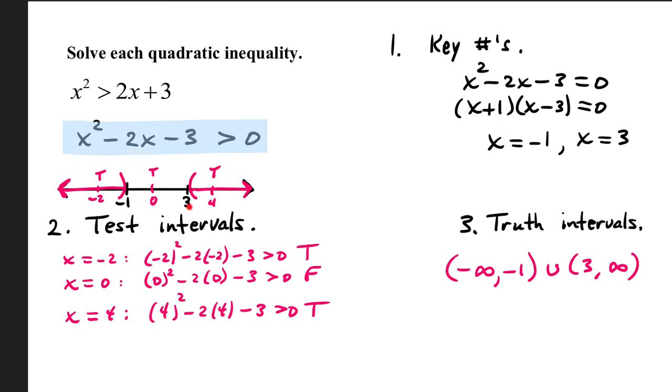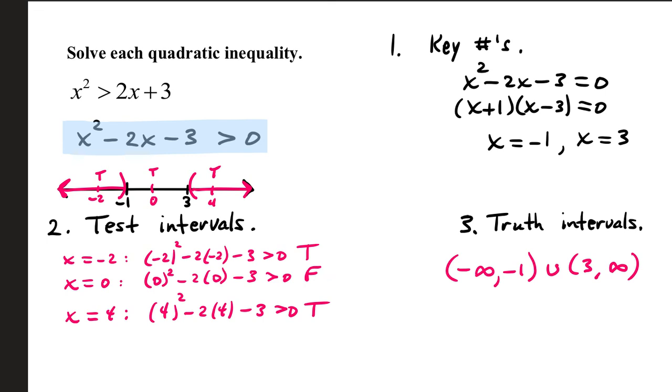Plotting -1 and +3 on a number line, and then picking test numbers from the 3 intervals between and around. There's 3 intervals total. Testing into the highlighted statement, -2 substituted in. That's 4 plus 4 is 8, minus 3 is 5. That's greater than 0, so true. 0 is a good test number for the middle interval. Substitute into the highlighted statement, 0 minus 3. That's not greater than 0.